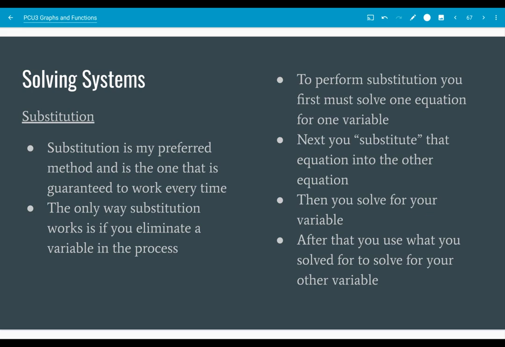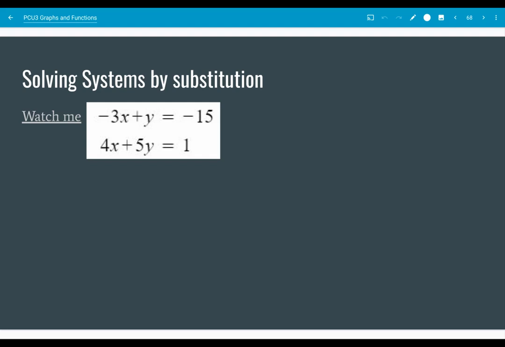Here are some steps for how you can perform substitution, but I think the best way to show you is going to be an example. Hopefully this should be pretty straightforward for most of you because we've been doing this pretty much the whole class at this point. So I'm going to solve the first equation for y. So y is equal to 3x minus 15. Now that that's done, we do the substitution part. So we look at our second equation, we have 4x plus 5 times our y equation, 3x minus 15, equal to 1.